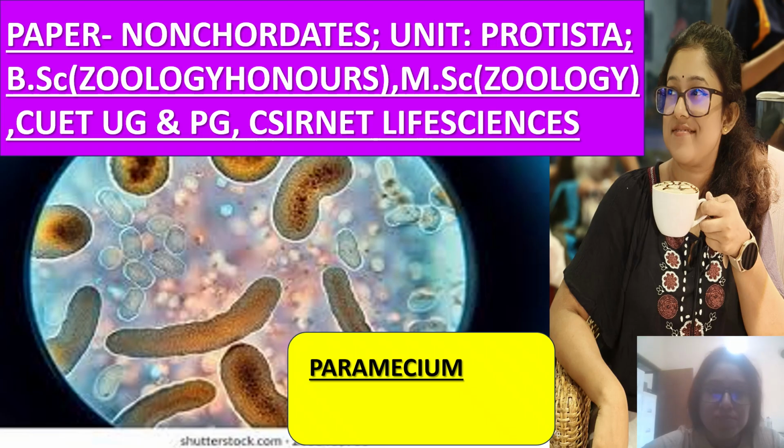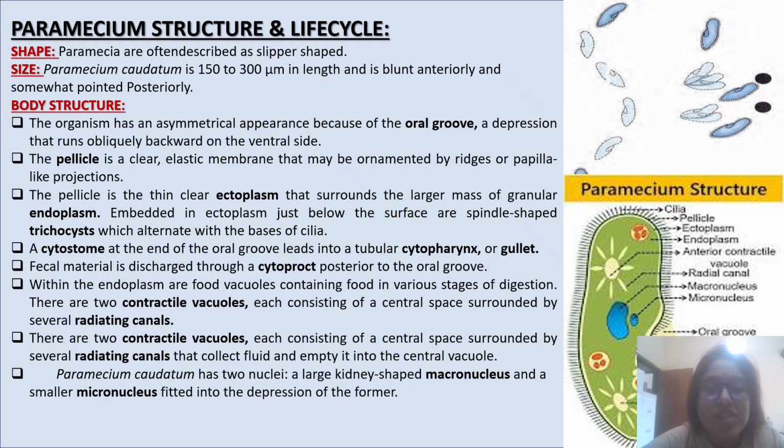Today's content is for B.Sc Zoology Honours, M.Sc Zoology Honours, CUET UG and PG exams, and also CSIR NET Life Science. This paper is non-chordates for B.Sc and M.Sc, and Diversity of Life Forms for CSIR NET Life Science. Unit: Protozoa or Protista, and the topic is Paramecium. Structure and life cycle of Paramecium.